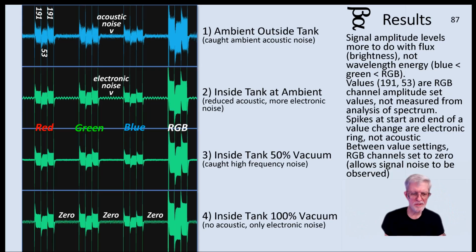And then you can see at 50% vacuum, you lose that, and it picked up a higher frequency. And then all the way down at the bottom at 100% vacuum, you see a different frequency, but it's still electronic noise. Now, if you go left to right, you can see 1, 2, 3, 4 little blobs. Those are adjustments to the red, green, blue, and red, green, blue, or white channels of the LED. You see 3 different values in each of them. And in the top left, you can actually see what the LED channel values were.